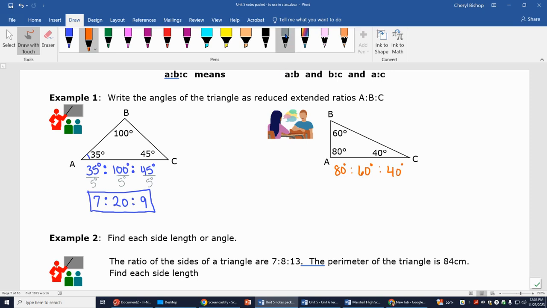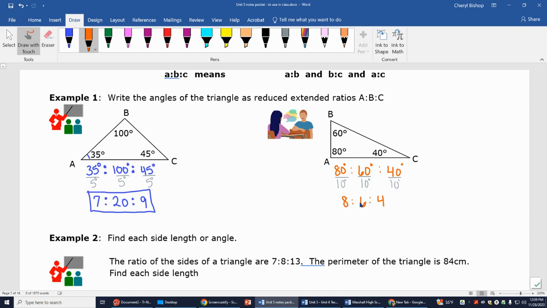What can I divide all of these by? Well, you might notice that they're all divisible by 10 degrees. When I do that, I get 8, I get 6, and I get 4. But some of you might have said, wait, but hold on, those are also divisible by 20. If I would have divided them by 20, I'd have gotten different answers.